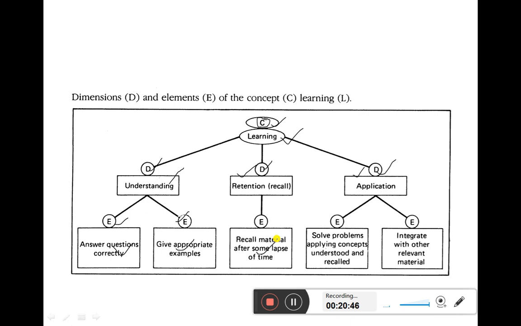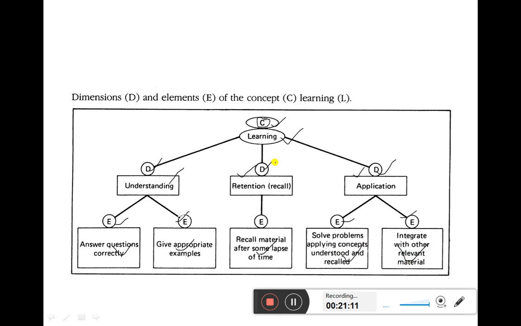Is it? That is known as the retention quality. Next, applicability. Whatever I have learned, how practically I will apply. Now again I have divided into two elements. Number one, solve problems applying concept understood and recalled. Number two, integrate with other relevant materials.